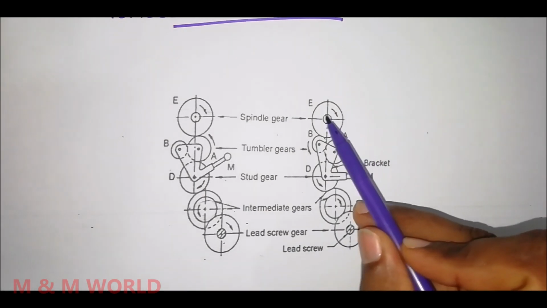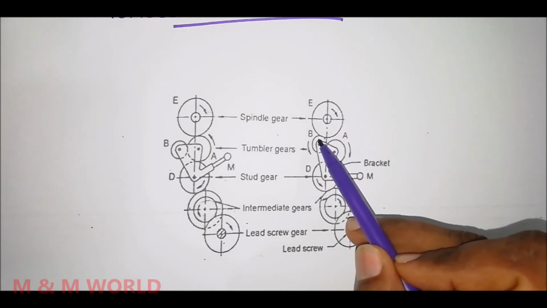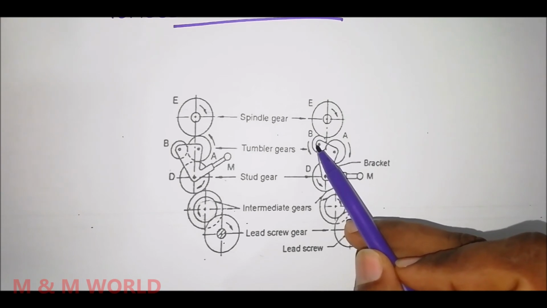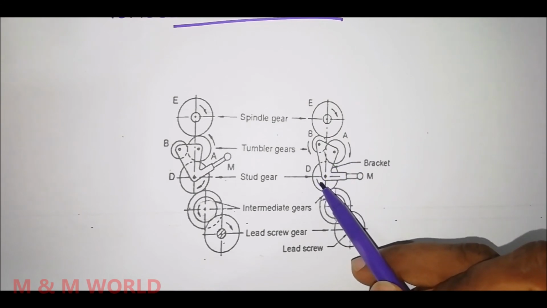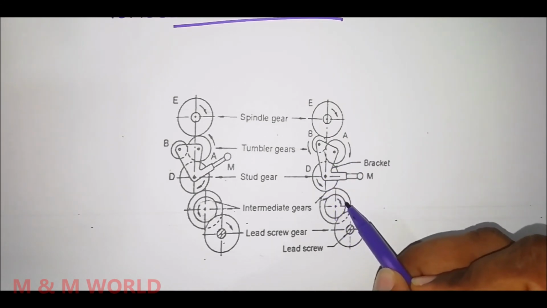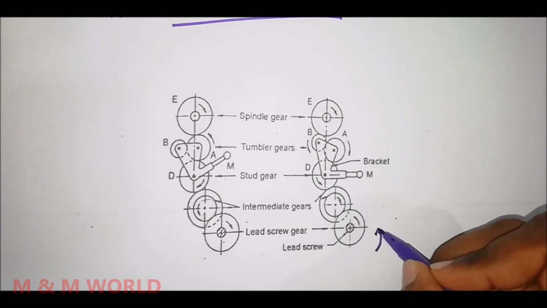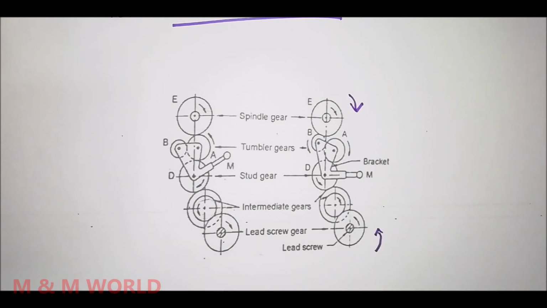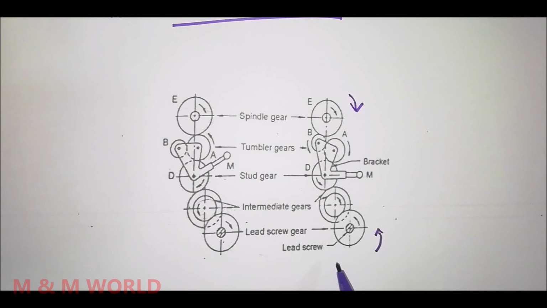So here, if the spindle gear E is rotating in clockwise direction, then B will be rotating in anti-clockwise. If B is rotating in anti-clockwise, then A will be rotating in clockwise, then D will be rotating anti-clockwise, intermediate gear will be rotating in clockwise, and the lead screw gear will be rotating in anti-clockwise direction. So in this case, the spindle gear and the lead screw gear rotate in opposite direction, that is the carriage moves towards the tailstock.